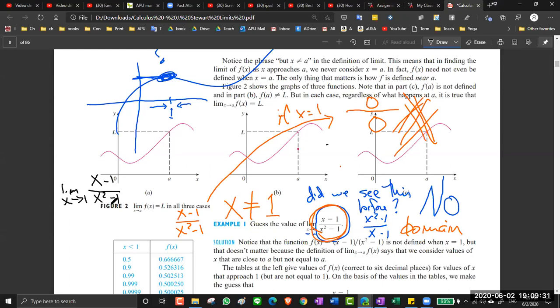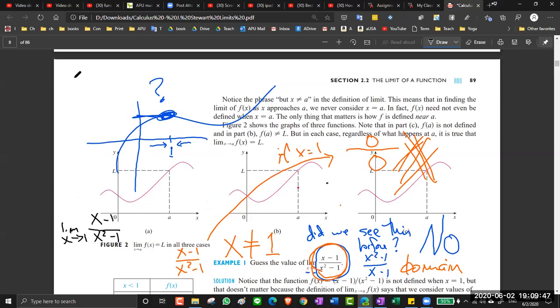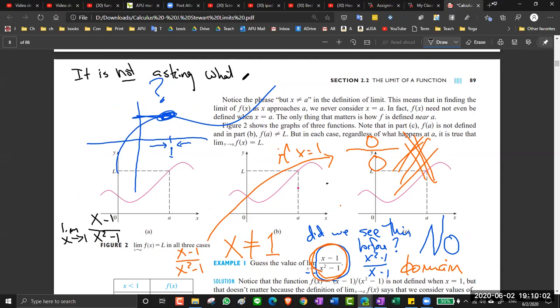Okay, now let's everybody say that together. So unmute your microphone and let's read this sentence that I'm going to write. Let me write it first. Wait, don't unmute your microphone yet, because it's going to be noisy. It is not asking what f is at 1. It is asking what f is when x is near 1.